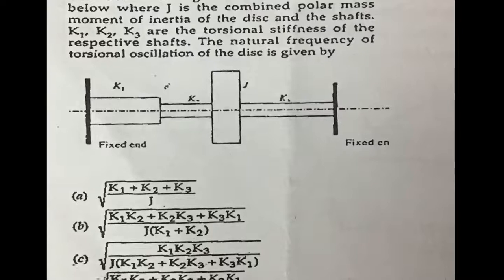So here you have basically three shafts, I would say, or one single shaft where diameters are changing from one point to the other. Here you have a diameter, here you have a different diameter, and here you have another totally different diameter. And let me make this a bit more clear. This is K1, this is K2, and this is K3. These are the torsional stiffness values. Now we are asked to compute the natural frequency of torsional oscillation.